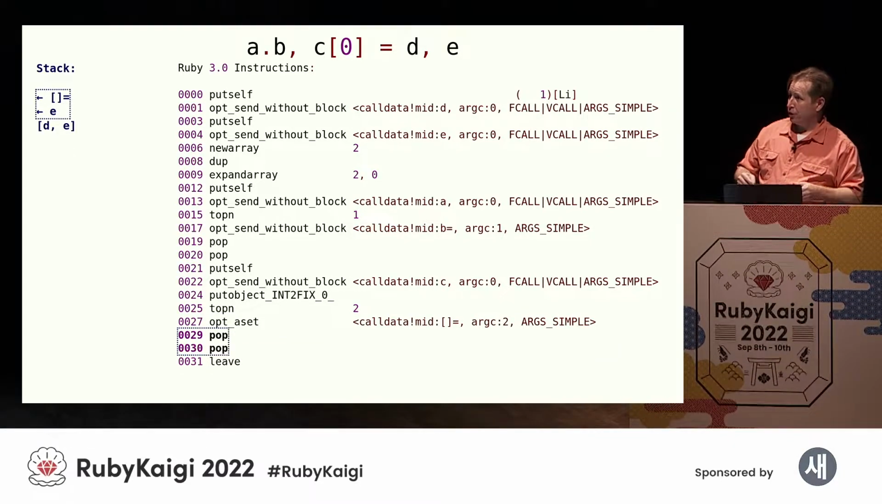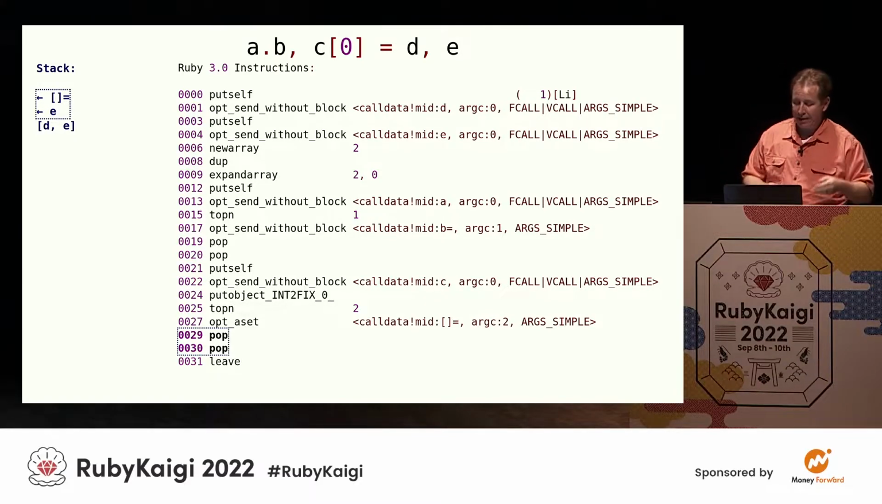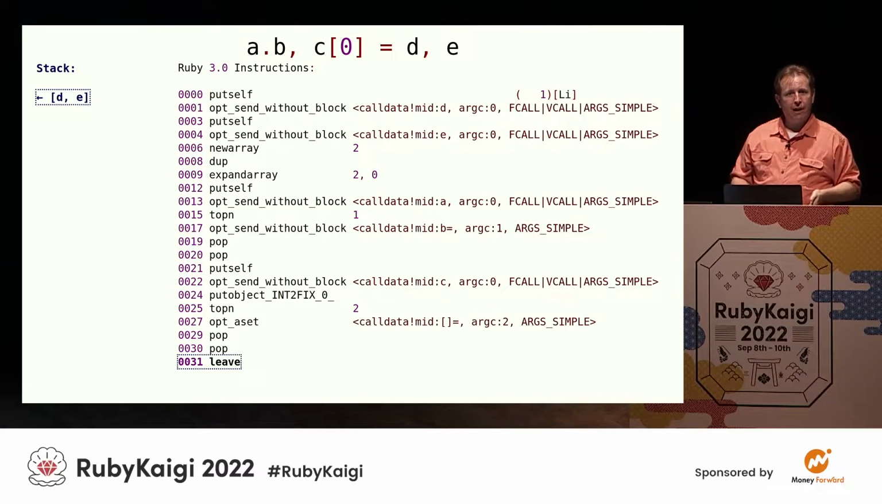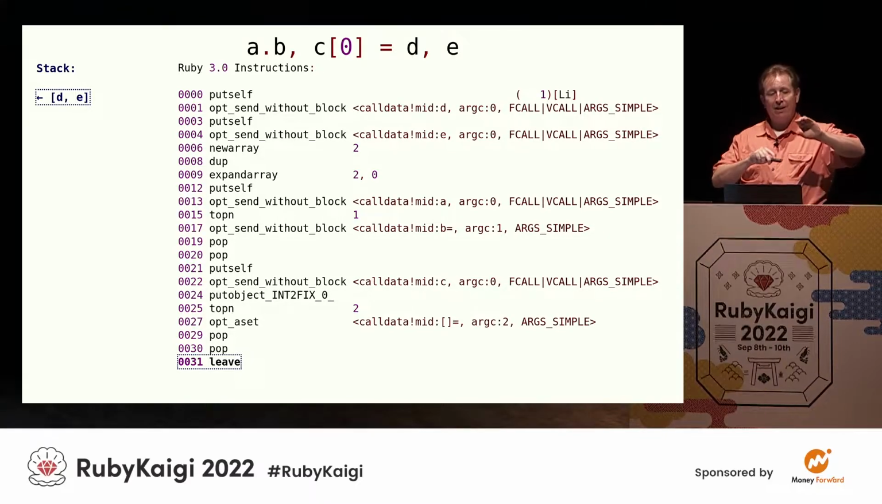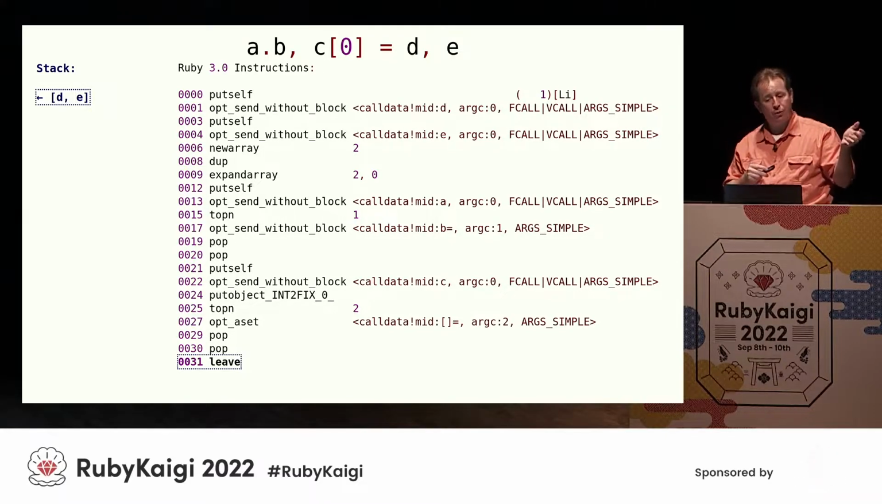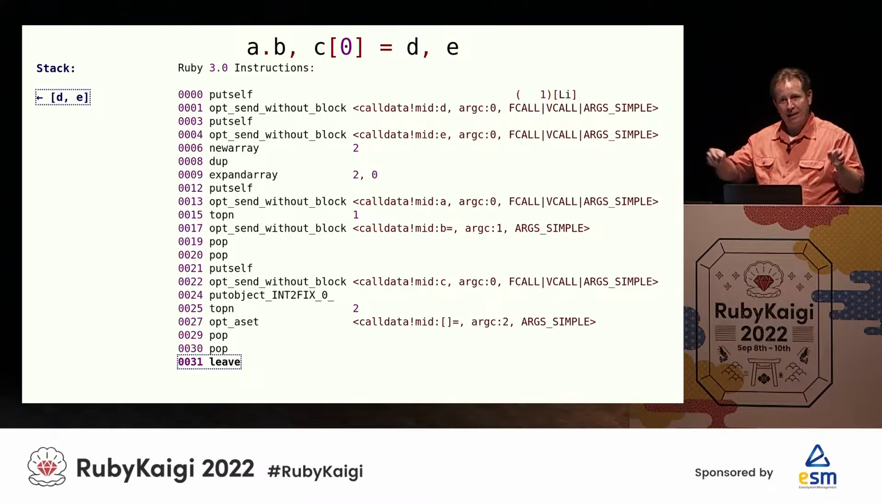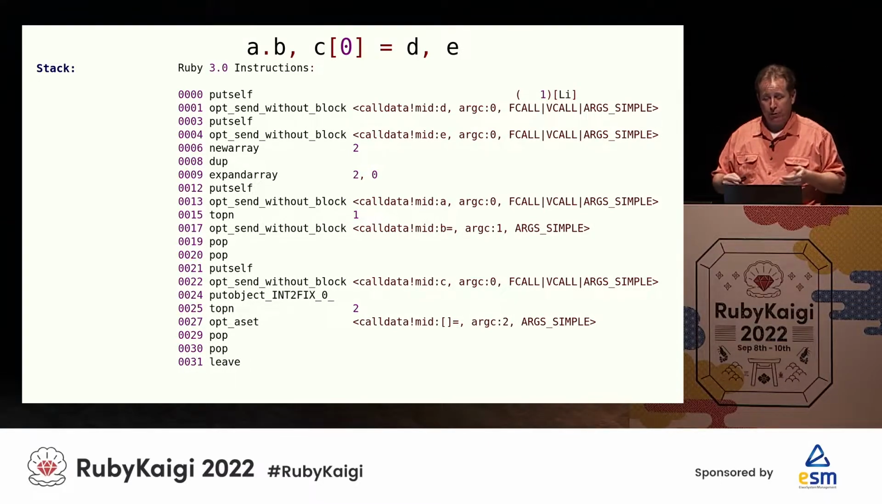Now the next 2 instructions are again both pop instructions. We don't need the value of the element assignment method or the return value of the E method anymore. And the final instruction is leave. This is used for return values. So since this is the last expression being evaluated, the top entry on the stack is popped as the return value. Now in this case, the return value is the array containing D and E, because that's the right-hand side of the assignment. So that is how multiple assignment was implemented in Ruby 3.0.